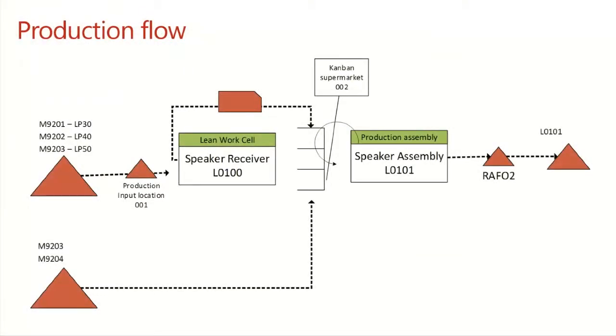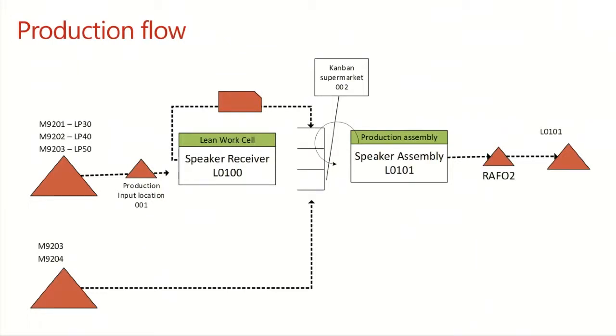So now we are moving a little bit in our scenario. We have done the first part that you have seen, where we moved 3 license plates, LP 30, 40, and 50. We are done with our Kanban. And now we are going to start our speaker assembly. For that, I will create a new production order. I will estimate, release, as you know, and then we will see what will happen.